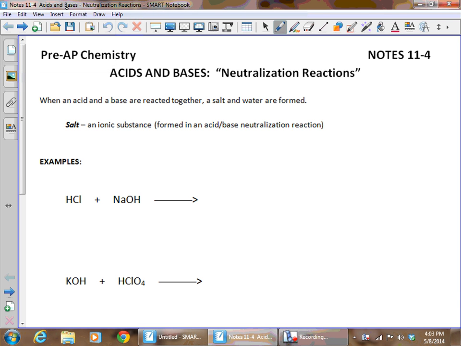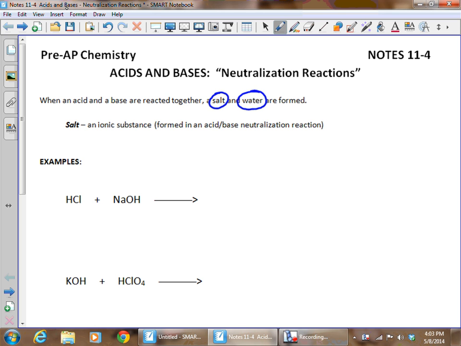Today we're going to talk about neutralization reactions for acids and bases. When you have an acid and a base that are reacted together, the products that you're going to form are going to be a salt and water, and you're going to see why this happens in just a moment.